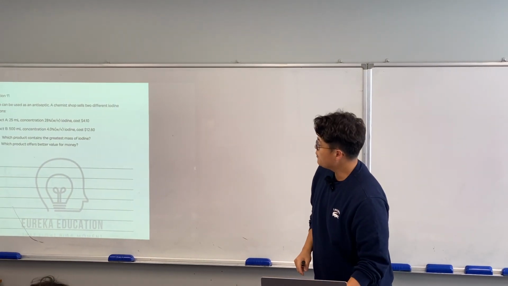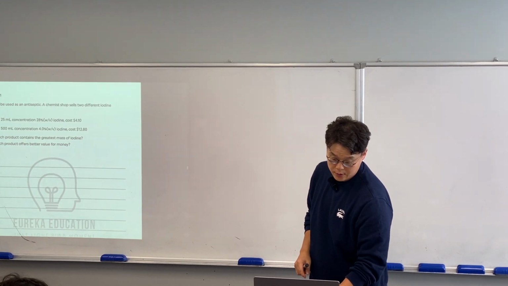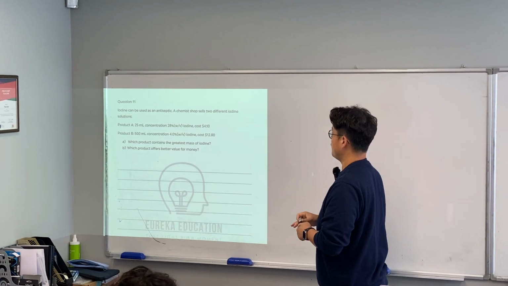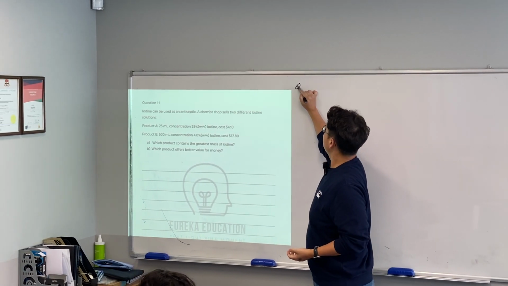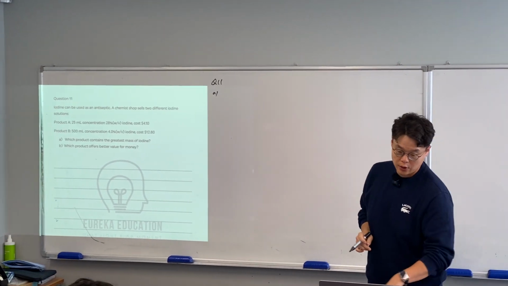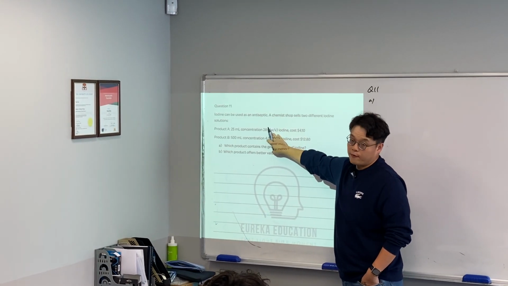Okay, iodine can be used as an antiseptic. And we have two products, product A and B. Which product contains the greatest mass of the iodine from those two? What you have been given here is the unit of 28% weight per volume.